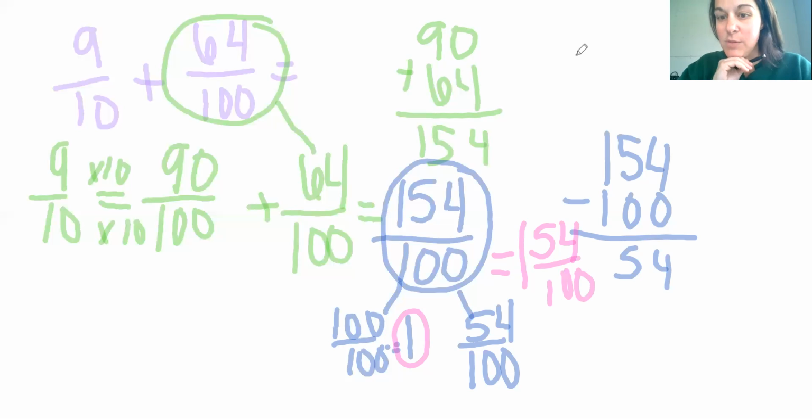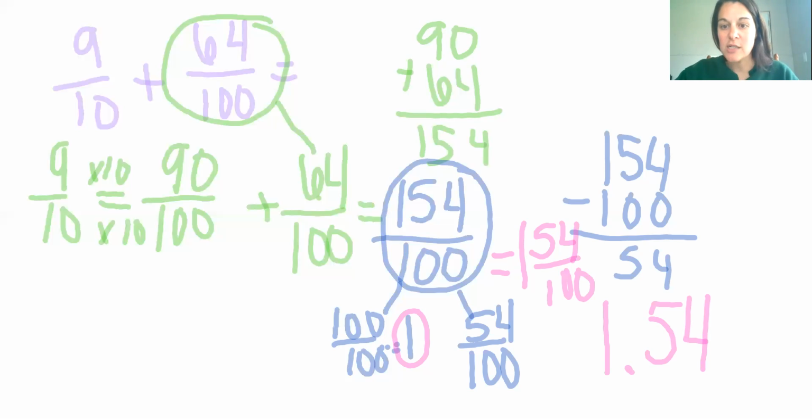How would I write that as a decimal? 1 and 54 hundredths. Okay, just like so. Make sure that 1 is like a big whole so that we know that, okay? All right, guys, that's really it, okay?